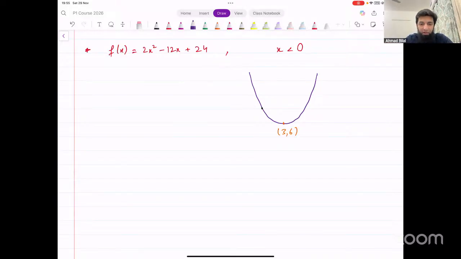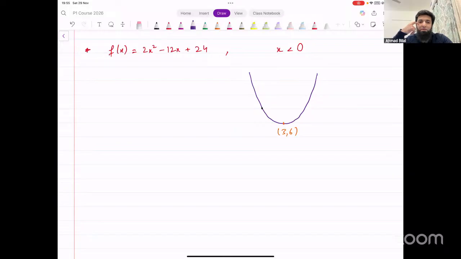You can use a calculator for that. Draw a sketch, either a U-shape or an N-shape. And then you think about the domain, using the domain that's given, what the range is going to be. Okay, so figure out what the range of this function is now.